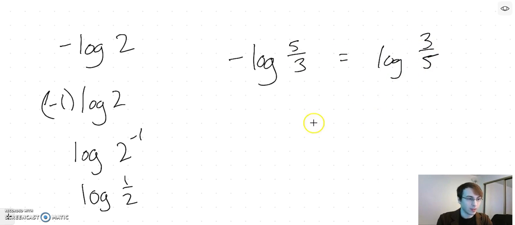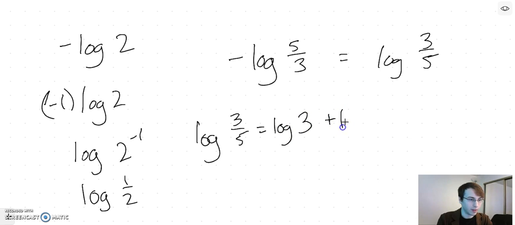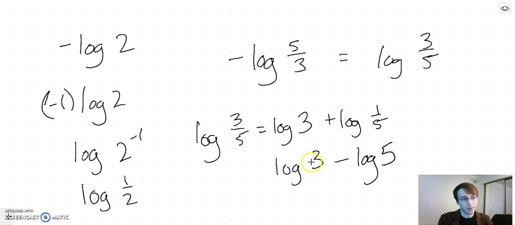Now another consequence of this is that log of, say, 3/5, that's log of 3 plus log of 1/5, which is log of 3 minus log of 5. So division is actually subtraction between logs.